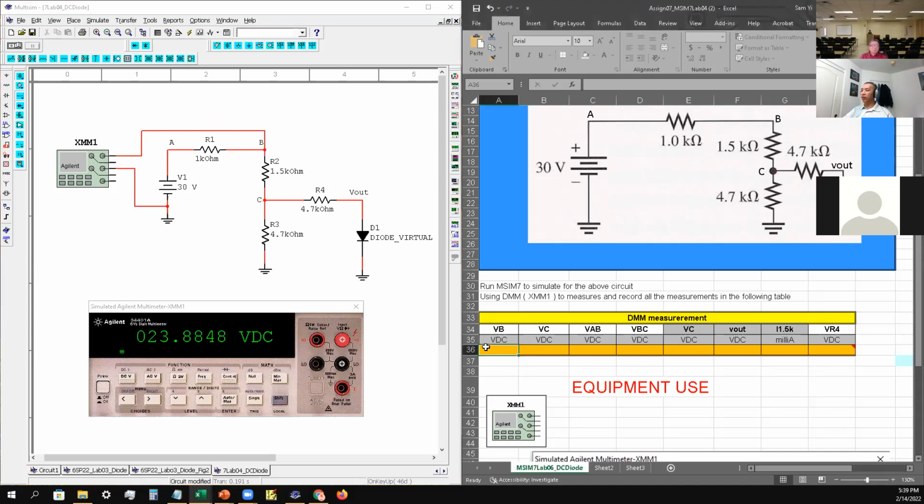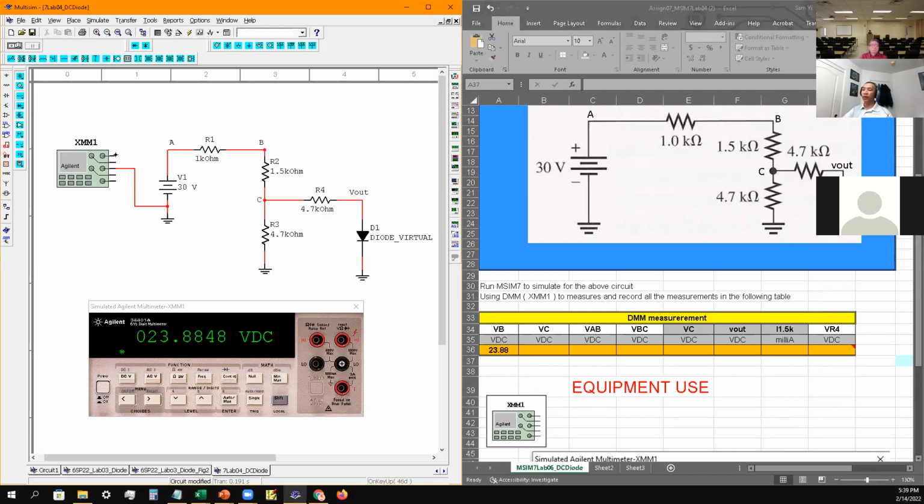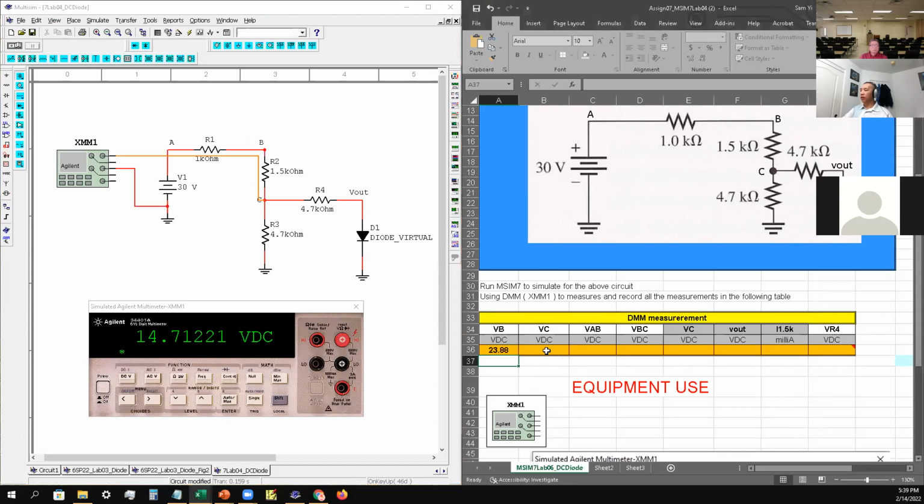So that comes to 23.88. And then VC, the same thing: disconnect that, connect it to point C. Turn on your simulation, collect your data. Okay, so this is 14.71. Turn it off, disconnect.